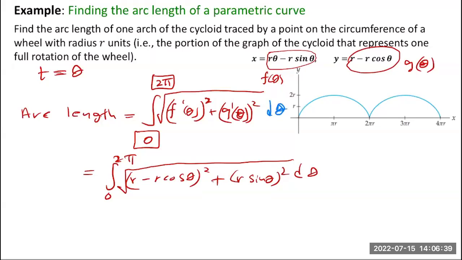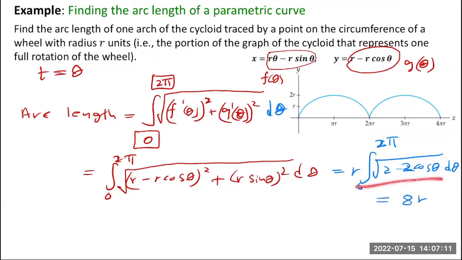Now if you do a little bit of simplification, you will see that this is equal to r times the integral from 0 to 2 pi. You can pull out the r, of the square root of 2 minus 2 cosine theta, d theta. If you calculate this integral, you will get 8r. Calculation of this integral I will leave as an exercise because we have done these types of integrals in calculus too. Using substitution, you should be able to do this integration and see that its value is 8r. That's the arc length. All right, that completes that example.